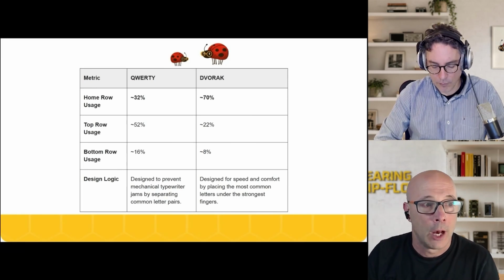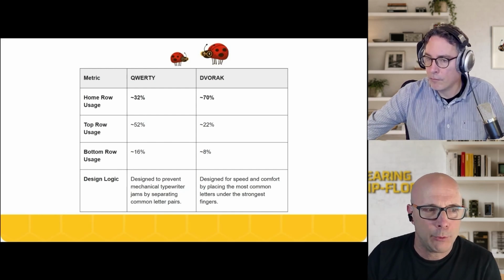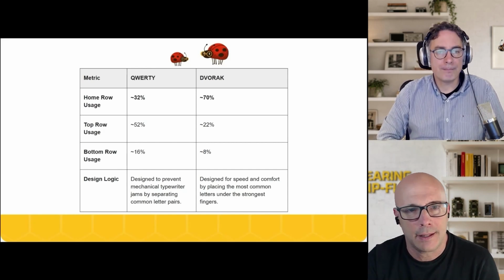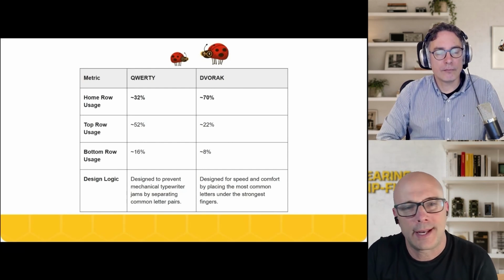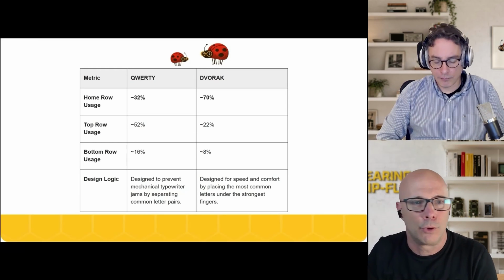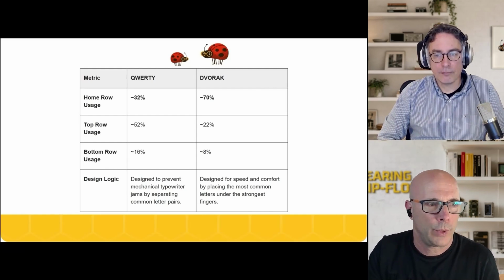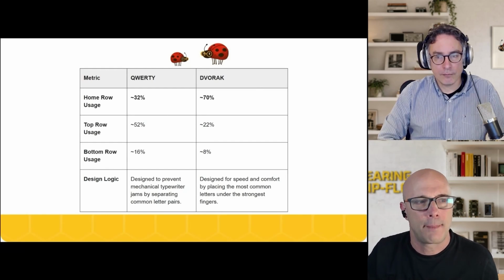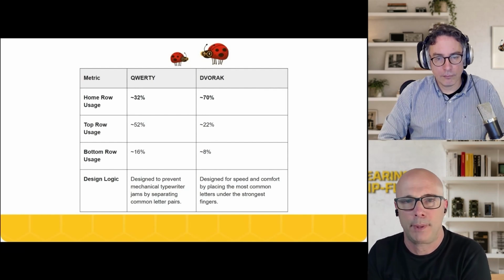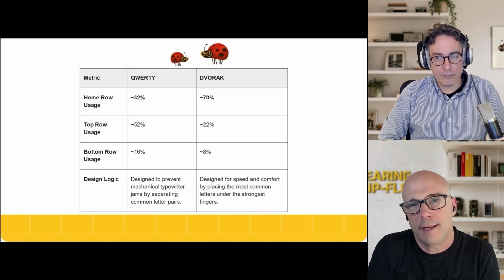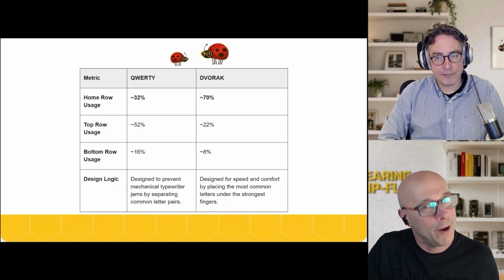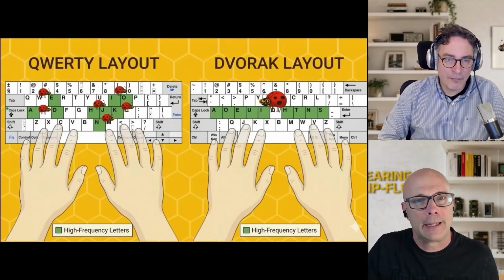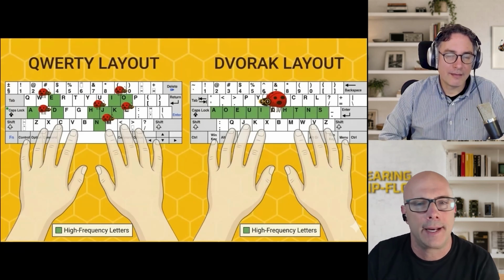The QWERTY, on the other hand, was designed to prevent mechanical typewriter jams, so it was less about the human and more about the machine. So we have here two types of keyboards. One is much better for speed and comfort, and the other is much better for the machine. And one of them won. Let's see those side by side.